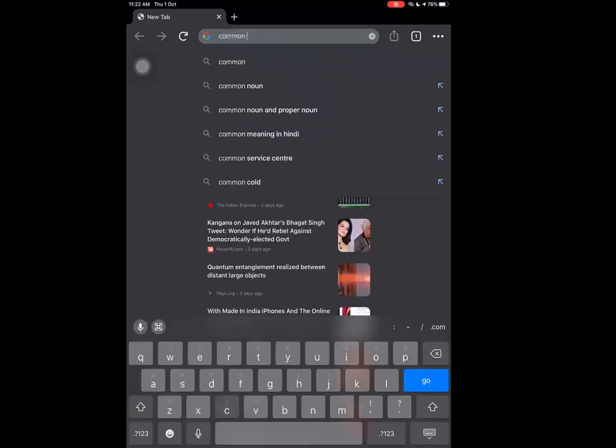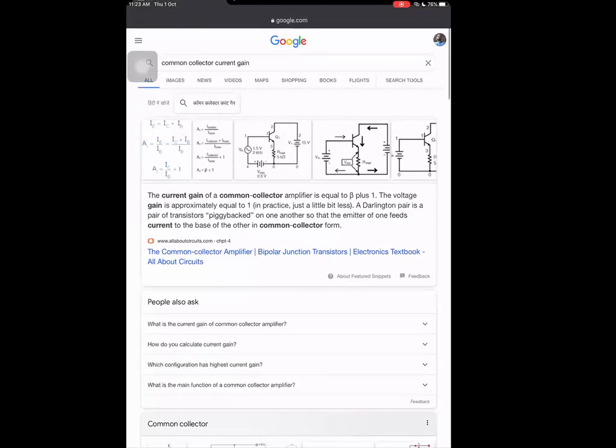Common collector current gain. They are saying it is beta plus 1.